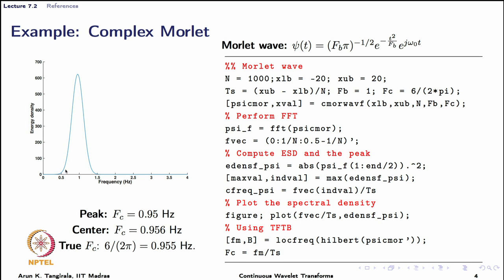Now, when I look at this energy spectral density and I pick the center frequency visually, more or less it corresponds to the peak frequency because of the symmetry. So, the spectral density looks more or less symmetric. Therefore, I may say that the center frequency is the peak frequency itself, which is nearly true for this Morlet wave. The peak frequency turns out to be 0.95 hertz and the center frequency is 0.956, whereas the true frequency, which is 6 by 2 pi, is 0.955.